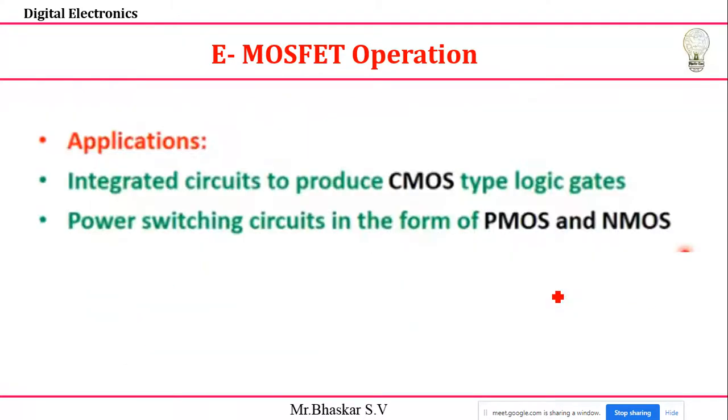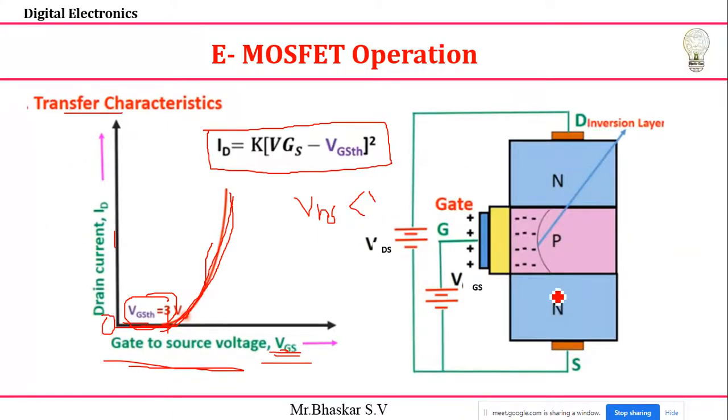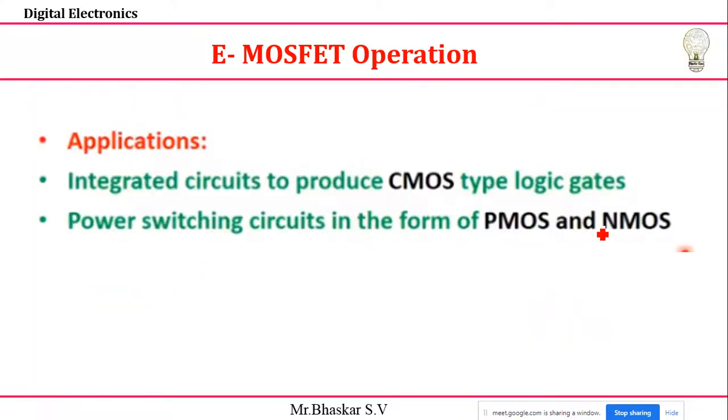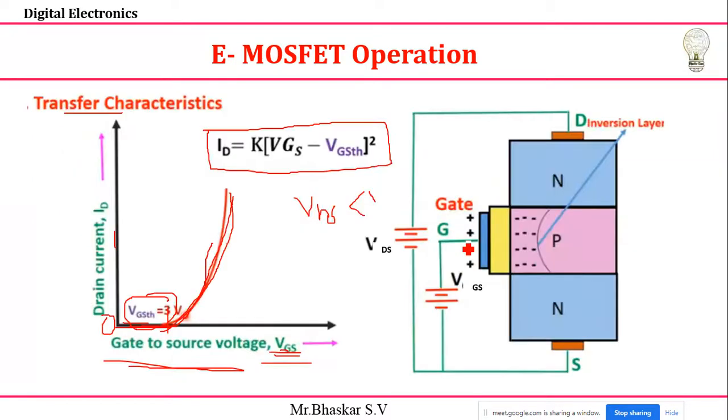So these are the characteristics, and for applications, integrated circuits and ICs are used to produce CMOS type logic gates, and power switches. PMOS and NMOS semiconductors are used, and in terms of PMOS and CMOS, they are used as power switches. Okay, this is the operation of your E-MOSFET.